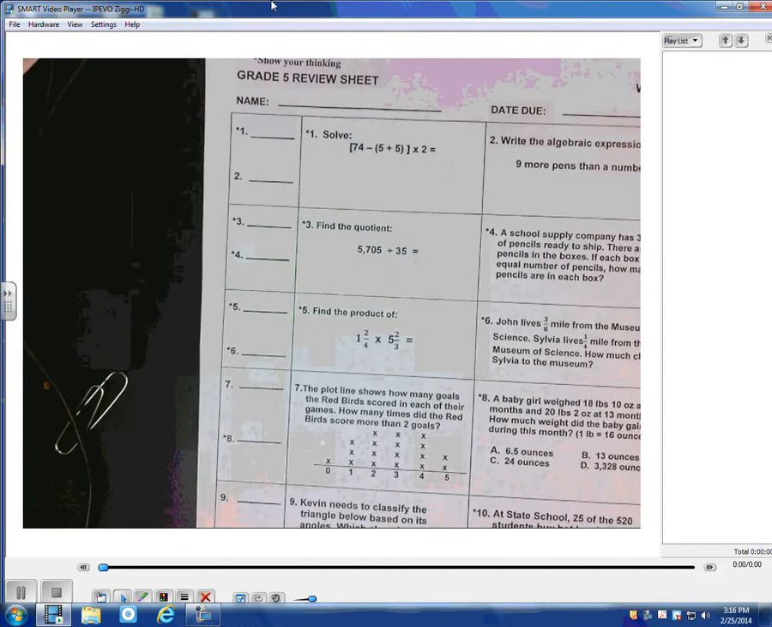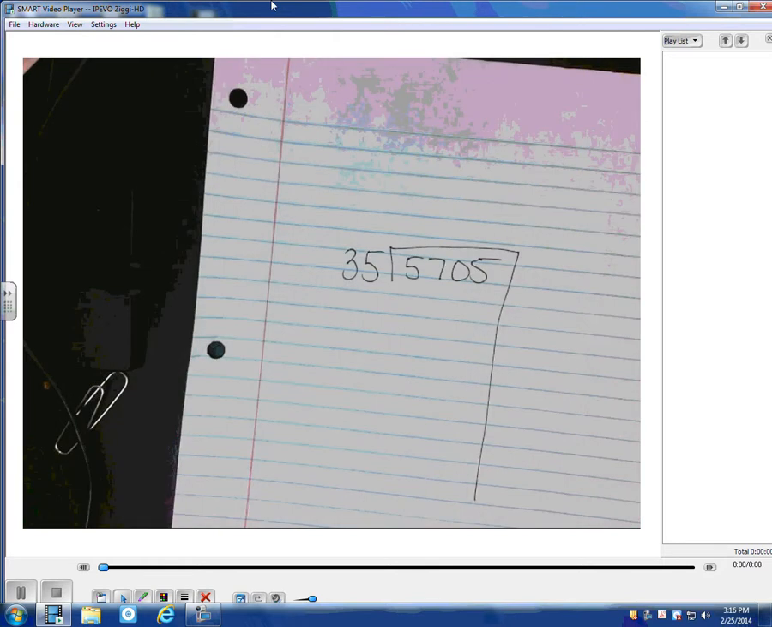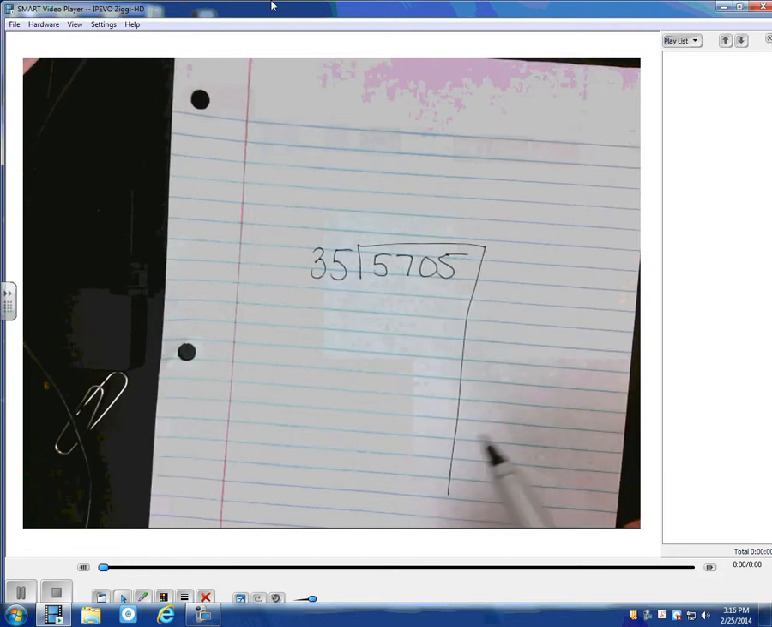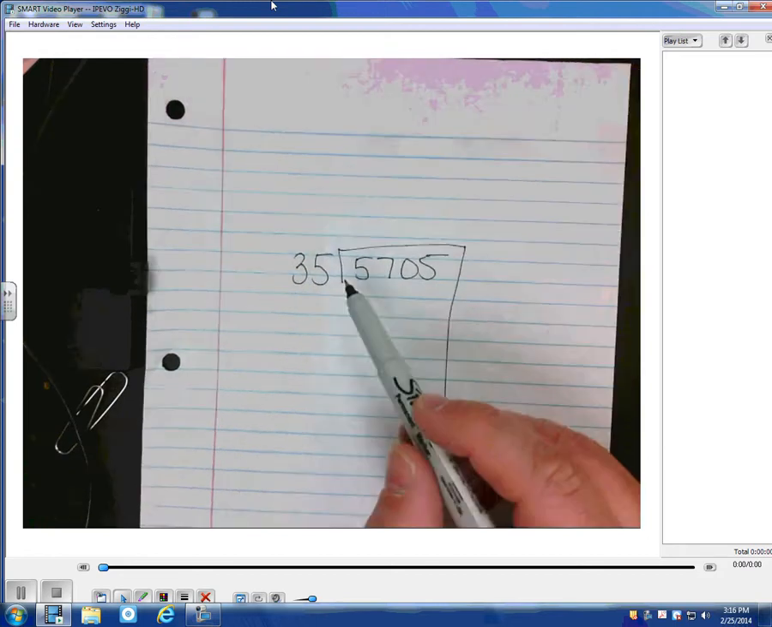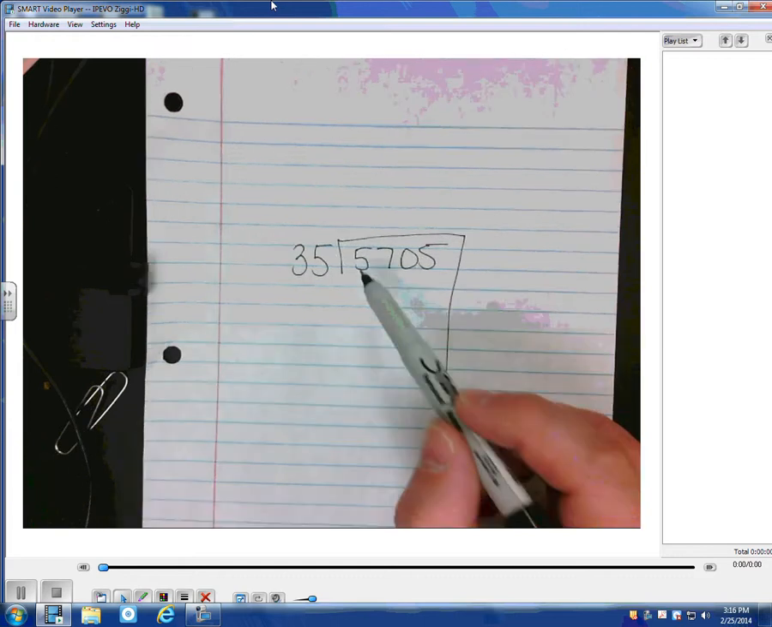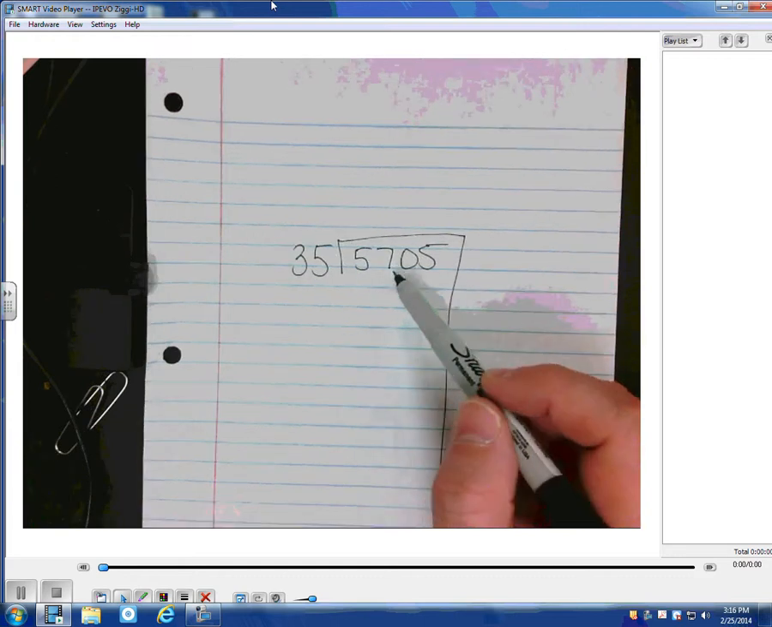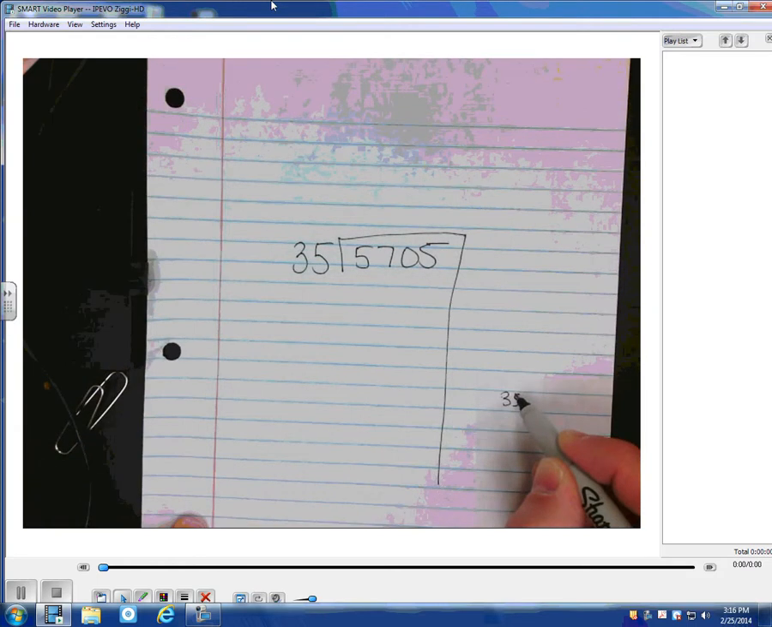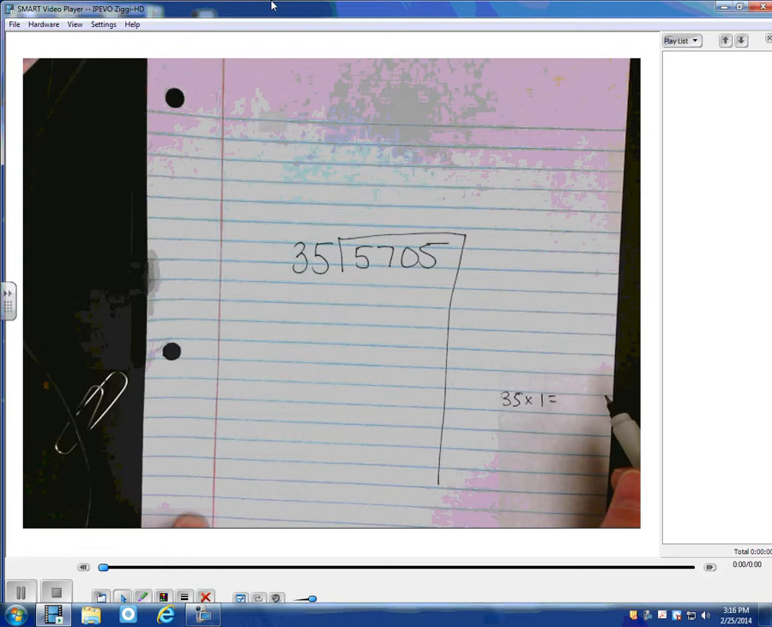All right, number 3 is a division problem. It's 5,705 divided by 35. We're going to use it just like we have done all year. We'll set it up like this. We'll use partial quotient. I'll ask myself, how many times can 35 go into 5? It cannot go into 5. How many times can 35 go into 57? Well, I know that can go in one time. So over here, I would say 35 times 1 equals 35.